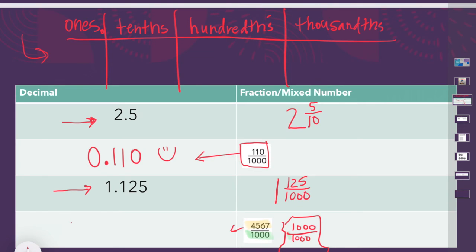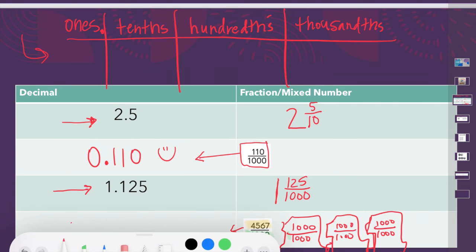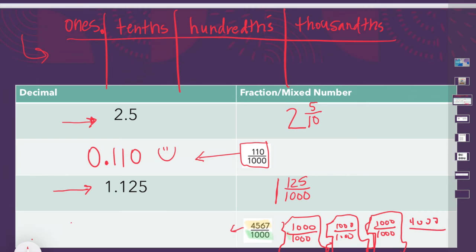And I'm left with 3,567 over 1,000. So I can take another 1,000 over 1,000 out. That's another whole. Now I'm left with 2,567 over 1,000. So let's take another 1,000 over 1,000 out. That's another whole. Sorry, my ones aren't looking very good here. Now I'm left with 1,567 over 1,000. So let's do one more. Of course, my pen died on me. Okay, 1,000 more. Sorry for the messy handwriting. And there's another whole. So now I'm left with 567 over 1,000.